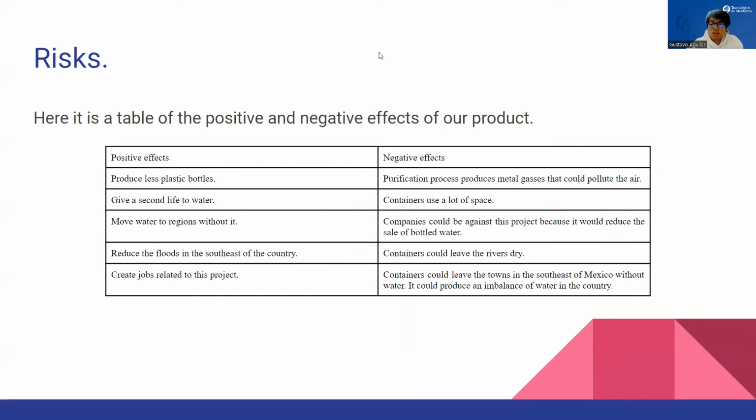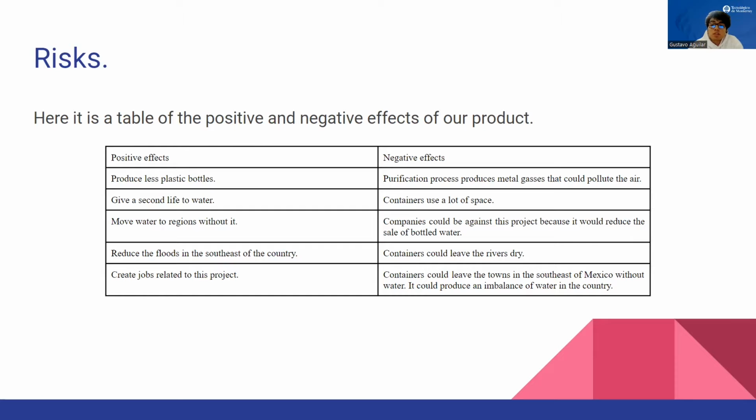Here's a table of the positive and negative effects of our product. The risks that we are facing is that in the communities that we are going to work in, there's not enough infrastructure. So first, we have to build functional infrastructure in order to start building the project.